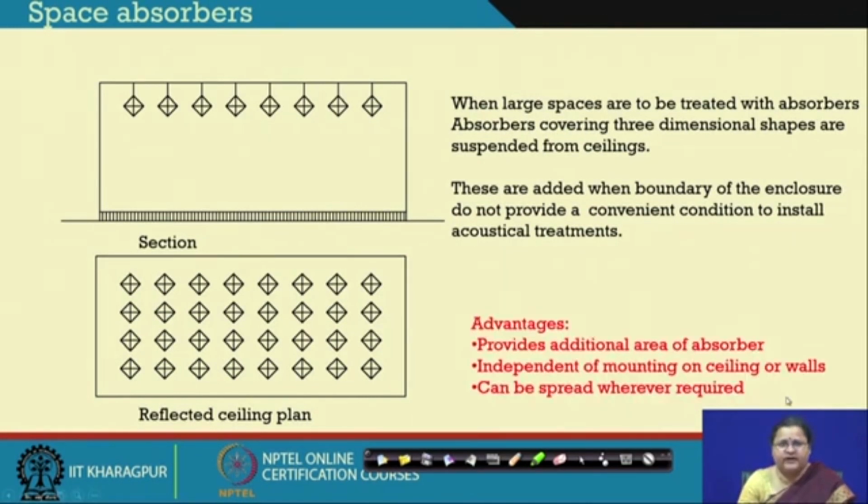So, the advantages are, firstly, it provides additional area of absorber, and it is independent of the mounting on ceiling or wall. So, you can just hang it from the walls, from the ceiling, and it can be spread wherever required. So, if your sources are multiple, you are creating sound in the entire environment, then in that case space absorbers are the answer.